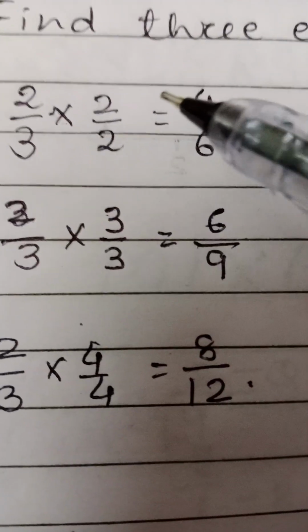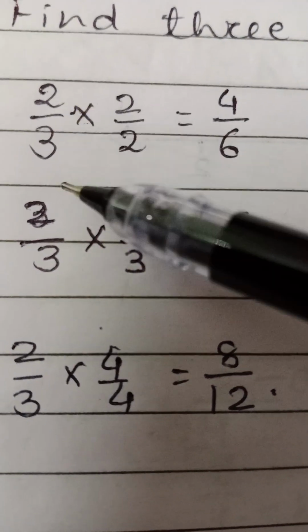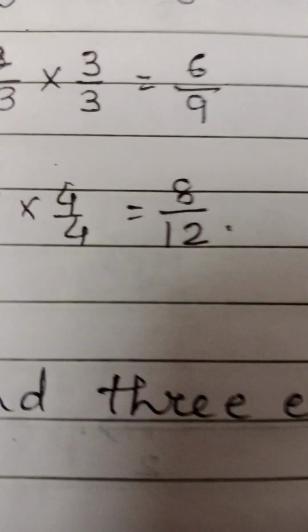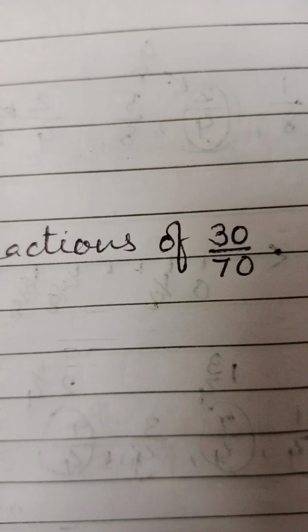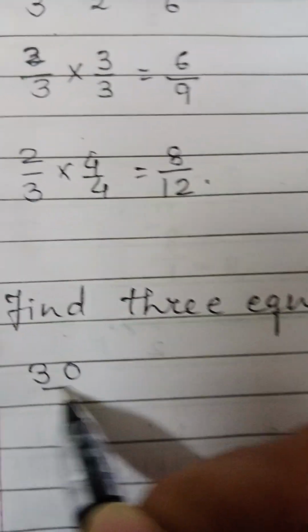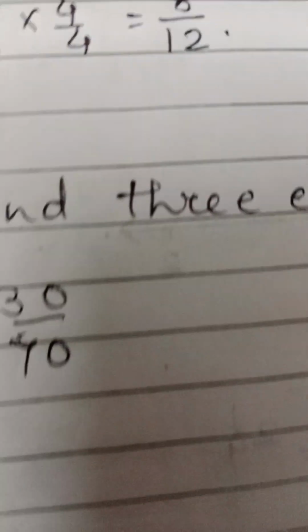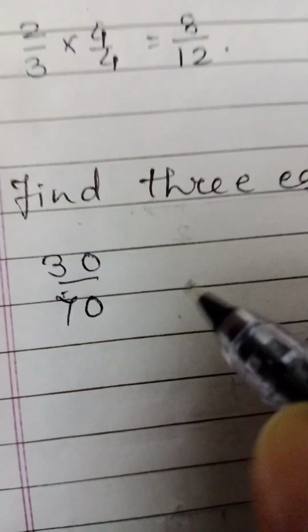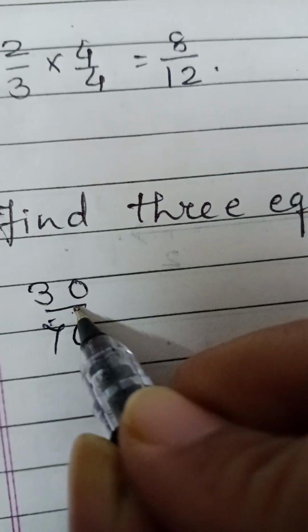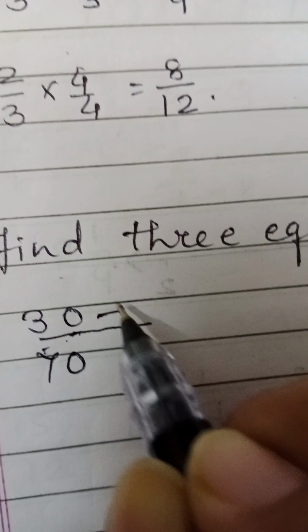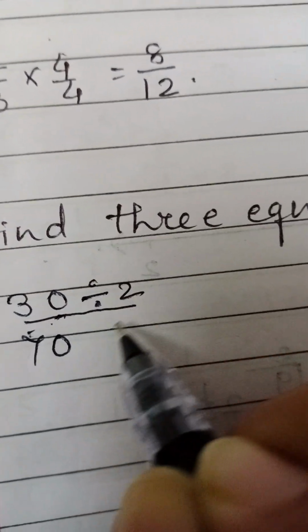In the same way, if there are greater numbers, you can divide them by 2, 3, 4, 5, whatever number you want to. See, there is one more example. It says find 3 equivalent fractions of 30 upon 70. Now 30 and 70 are big numbers, so if you multiply, it will give you bigger numbers. So let's try with a division. Let me try dividing this by 2.